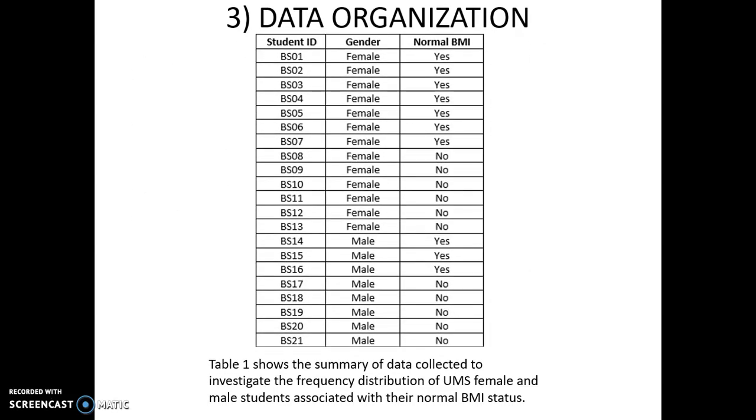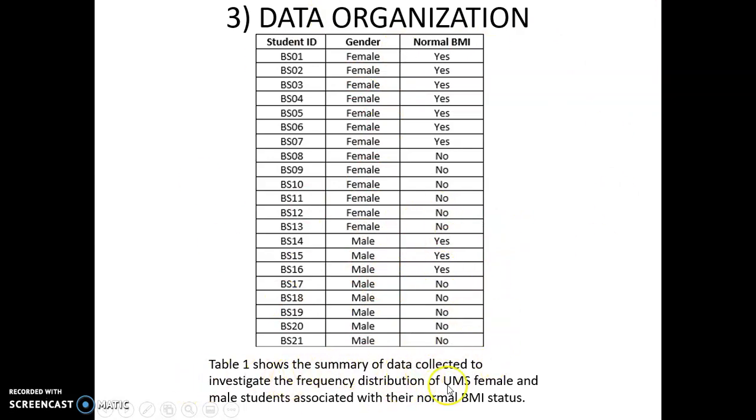Moving on to the data organization. We organize the data in a table like this. I included a student ID just to make it more organized. The second column is the gender. I start with the female and then continue with the male. Then the normal BMI status according to the gender, which is the data that was given in the question. So this is table 1.